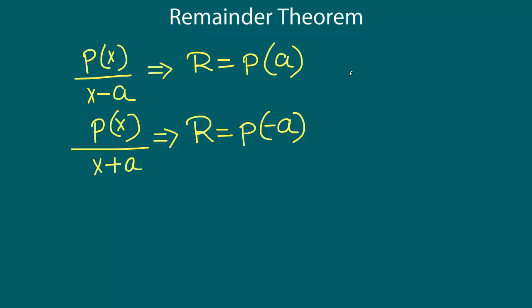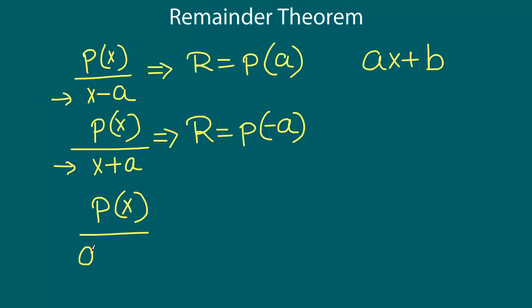Now, we have also seen earlier that the more generic way of writing a linear polynomial is of the form ax plus b, where a, b are both constants and a not equal to 0. So what if we have our linear polynomial in this form? Here we talked about x minus a, here we talked about x plus a. But what if we are trying to divide a polynomial by a linear polynomial that looks like this? How can we then find out the remainder using the remainder theorem?